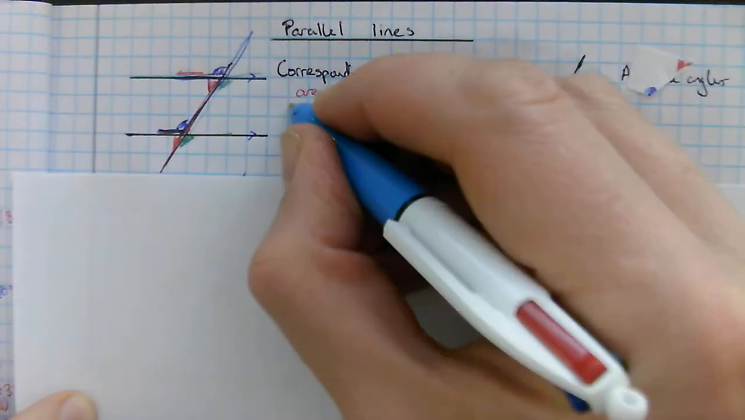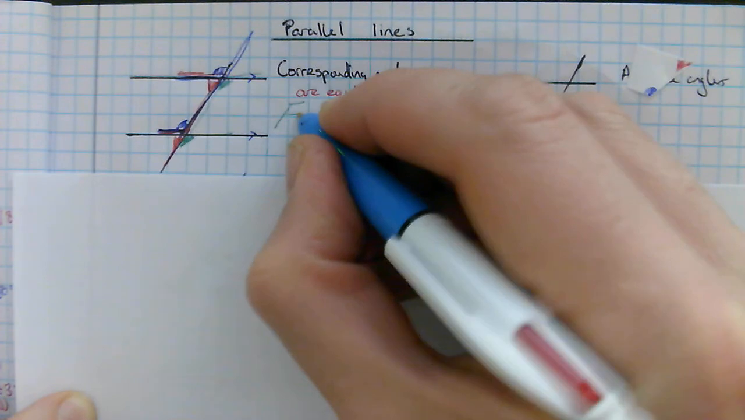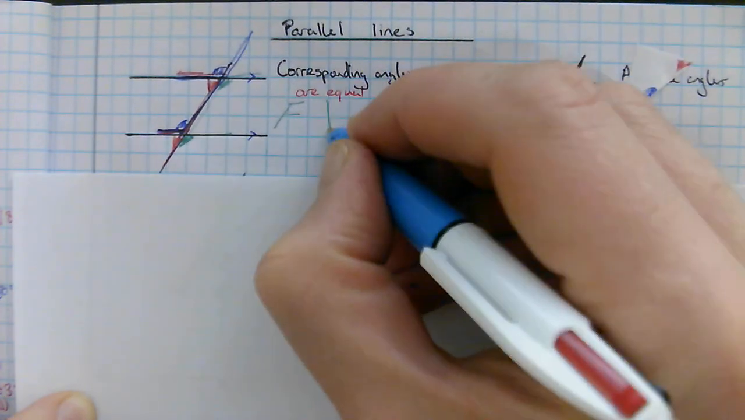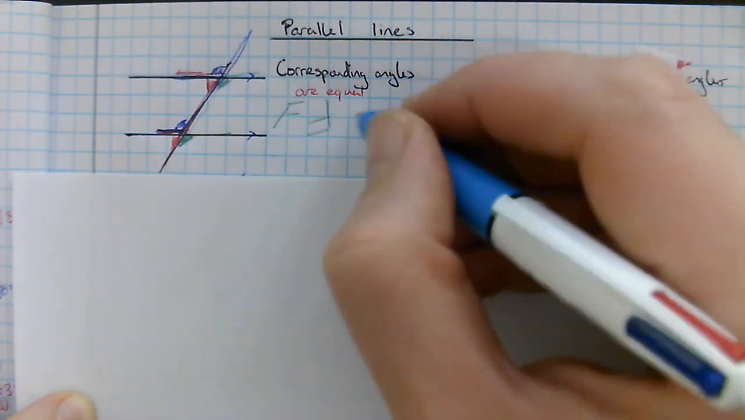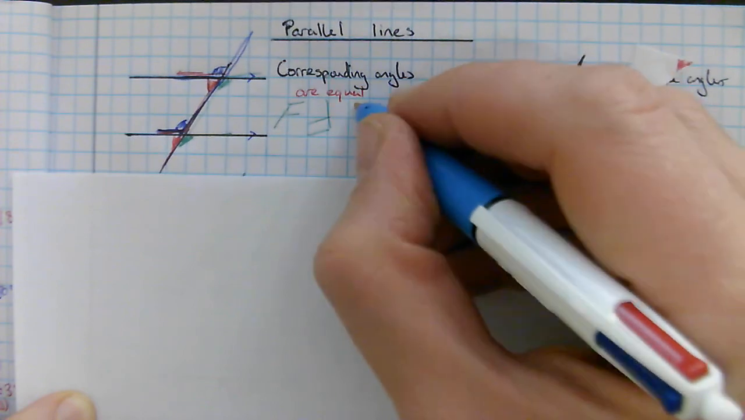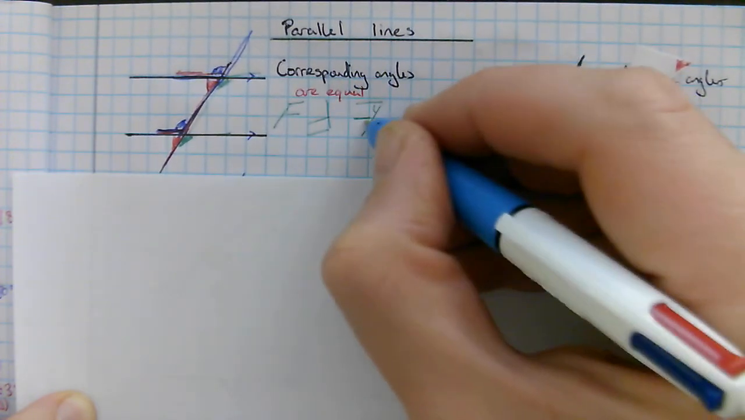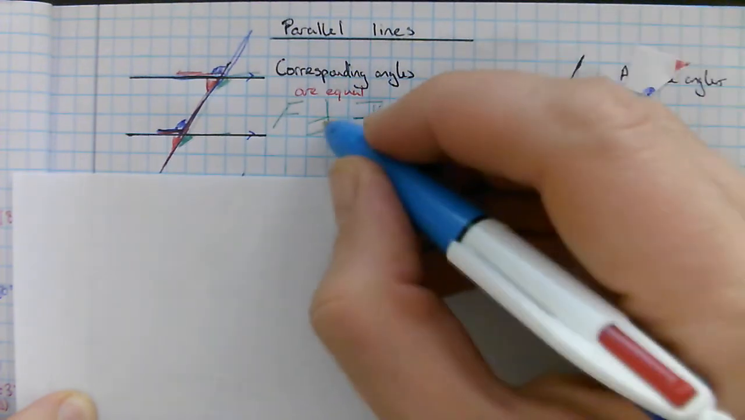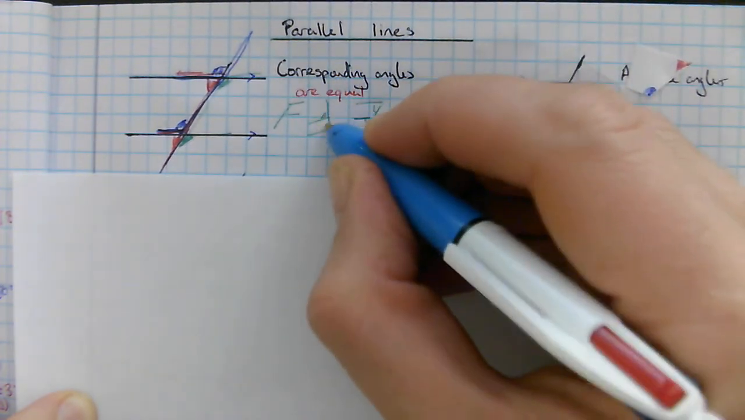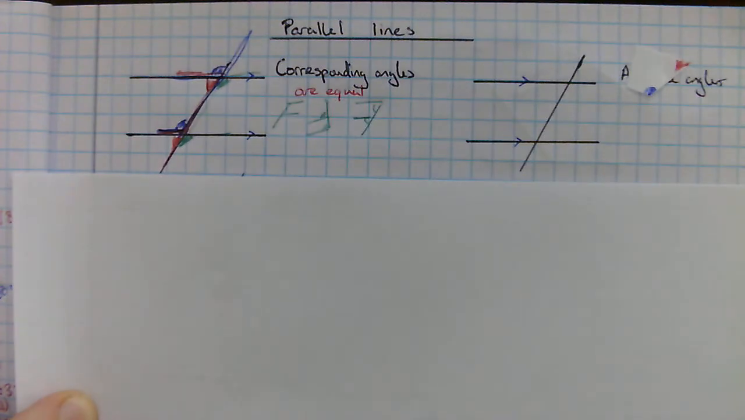We've got an F shape. It could be like that. It could be like that. It could be like that. All of those are corresponding, so we just need to watch out for F shapes, whether they're upside down or whether they're back to front.